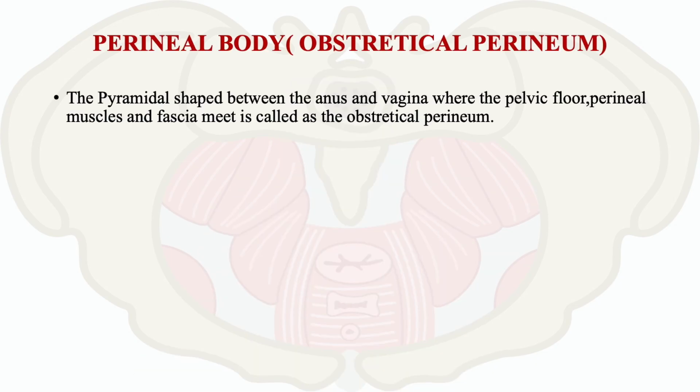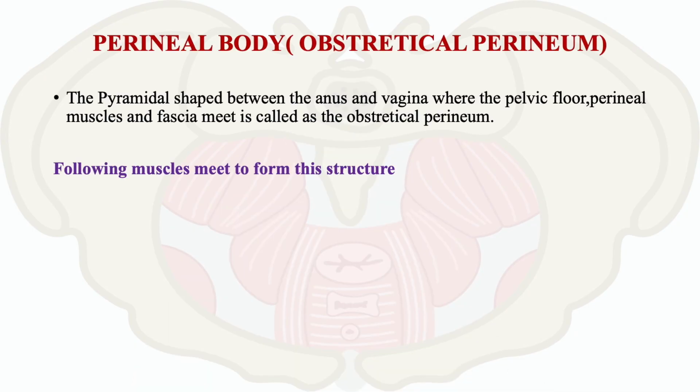Now there is a term called perineal body. This perineal body is also called the obstetrical perineum. This is a little different from the other perineum. Now let us understand this. The pyramidal shaped area between the anus and the vagina, where the pelvic floor and the perineal muscles and the fascias meet, is called the obstetrical perineum. Now why is this called the obstetrical perineum?